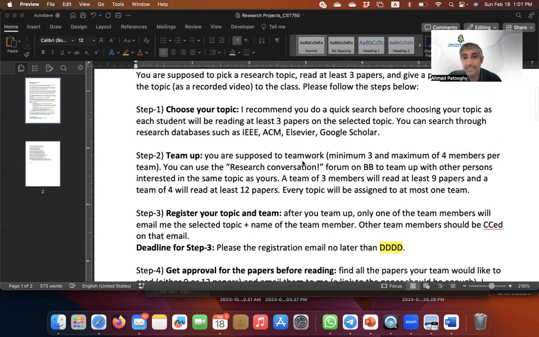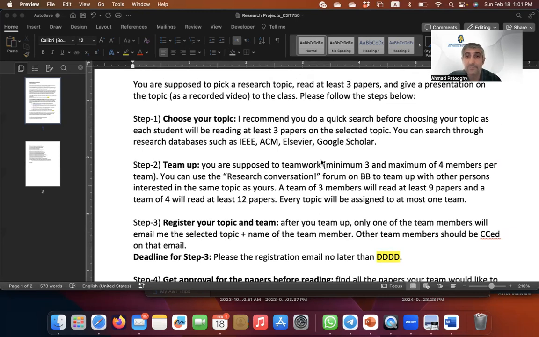The way I asked is 3 papers per person per team, which means that if your team is a team of 3, it's going to be 9 papers. If your team is a team of 4, it's going to be 12 different papers. I want you to read the papers and meet and discuss the papers that you're reading, so that at the end of the day, when you're talking about those papers, it's as if each of you has read all of those 12 papers.